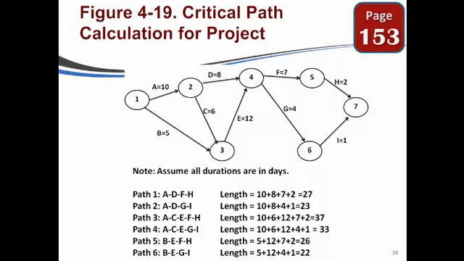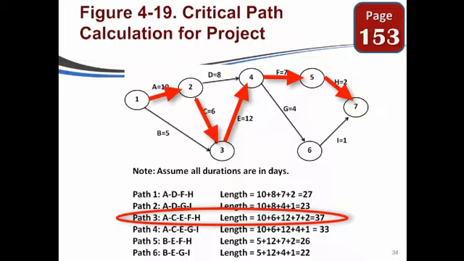And the last one would be down both of them, and that would be B for 5, E for 12, G for 4, and I for 1. Oh, that's 22. So our champ right now is path 4, or excuse me, path 3, which is going to be the A, C, E, F, H path. That is the longest one, thus that is the critical path.